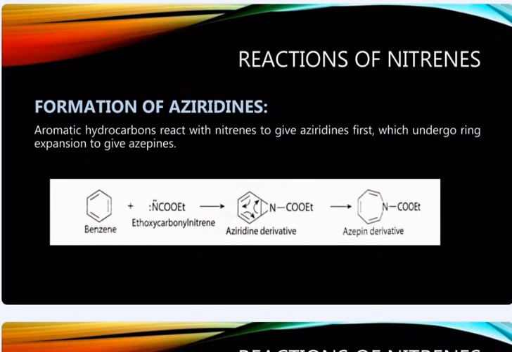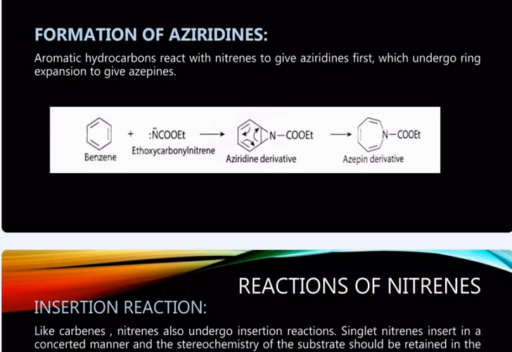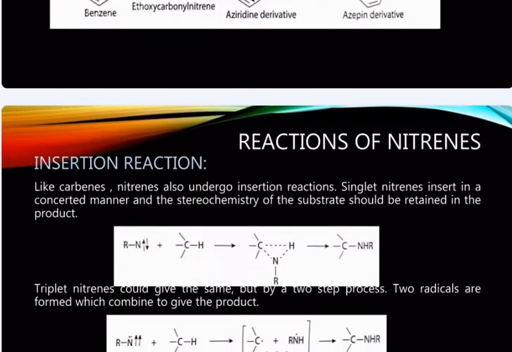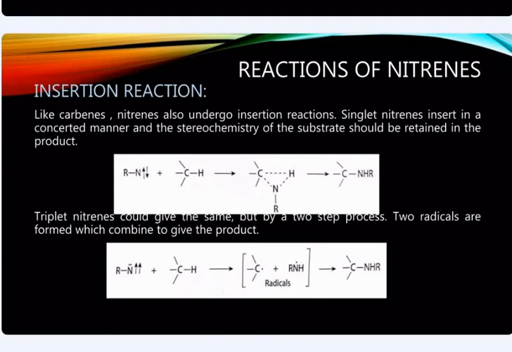Now formation of aziridine. Aromatic hydrocarbons react with nitrene to give aziridine first, which undergoes ring expansion to give azepines. So see the reactions. Now reaction of nitrene, insertion reactions. Like carbene, nitrene also undergoes insertion reaction. Singlet nitrene inserts in a concerted manner, and the stereochemistry of the substrate should be retained in the product. Triplet nitrene could give the same, but by a two-step process, two radicals are formed which combine to give the product.